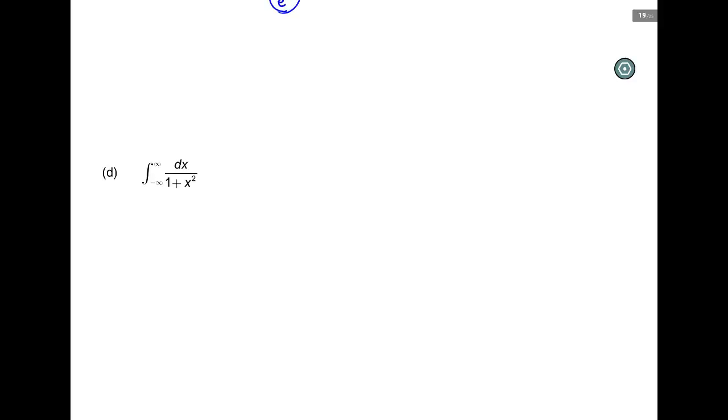Okay, we have another example, D. So again, from negative infinity to infinity, so we're going to rewrite this as 2 separate ones. So I'm going to have the limit as b approaches negative infinity, so we have b to 0, 1 over 1 plus x squared dx, and then plus, then we have the limit as b approaches infinity, and that's going to go from 0 to b of 1 over 1 plus x squared dx.